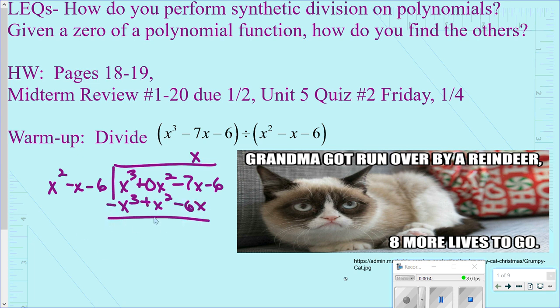Subtracting those, so I'm changing the signs and then adding. x squared plus 0x squared is x squared, and negative 7x plus 6x is negative x, bringing down the negative 6. x squared into x squared goes in one time. 1 times x squared is x squared, 1 times negative x is negative x, and 1 times negative 6 is negative 6. Changing the signs and adding gives me a remainder of 0. Therefore, my quotient is x plus 1.